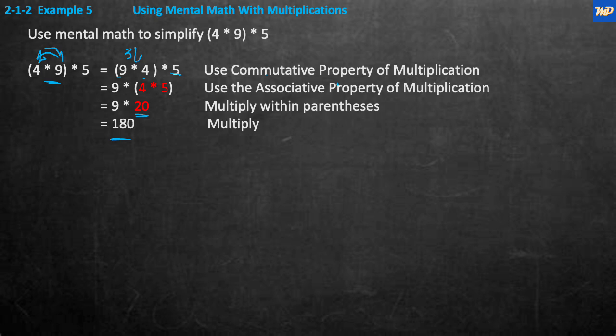In that case, I would have said 5 times 30 is 150, plus 5 times 6 is 30. 150 plus 30 is 180. You get the same answer, but maybe not as quickly. And in your head, if you're not looking at the paper, it might be a little more difficult.